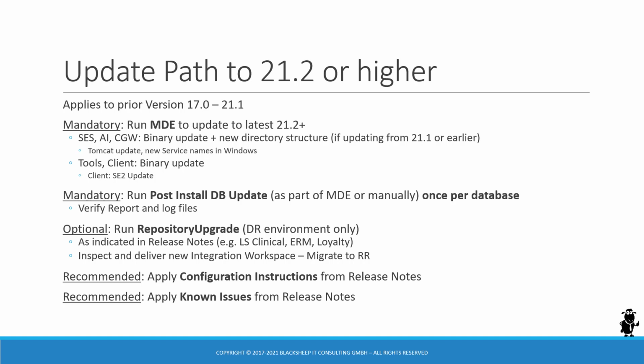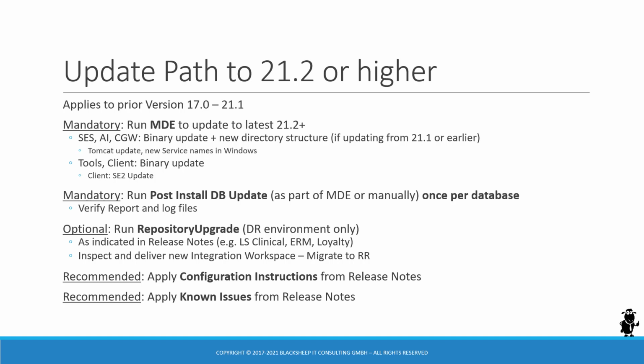So how do you get to 21.2 or higher? Let's say you want to update to 21.3 and your prior version is between 17.0 and 21.1. So we presume you are already upgraded to IP17 or a higher version, so you don't need to run an upgrade. You just download the MDE zip files, extract them, and run the MDE to update your environment to 21.3. That would include the SES, AI servers, gateway servers, which will do a binary update.